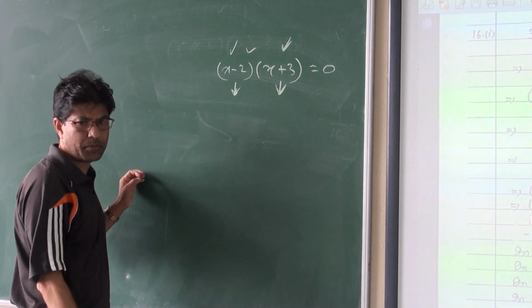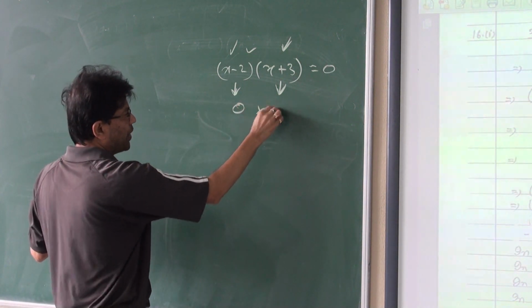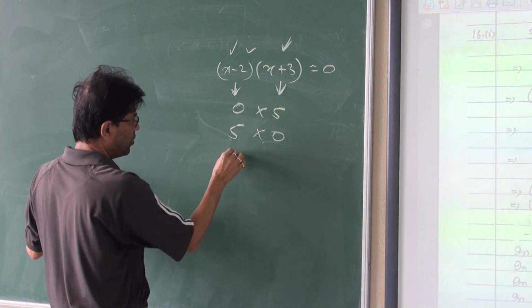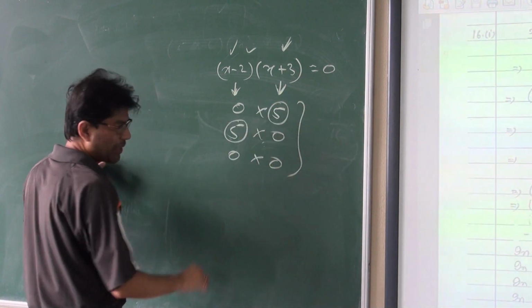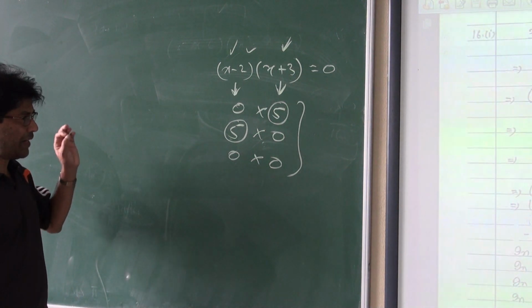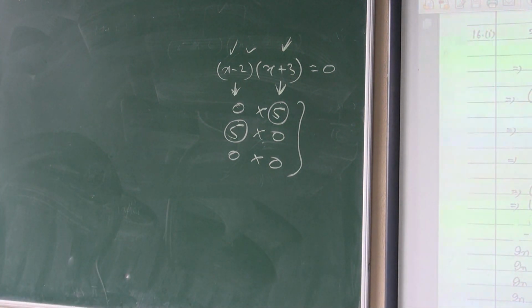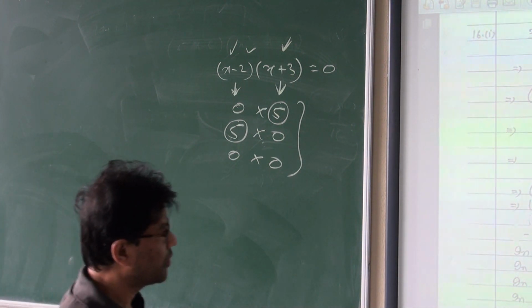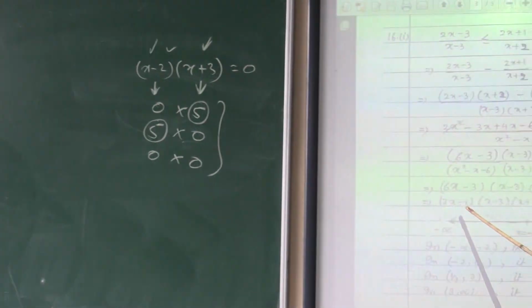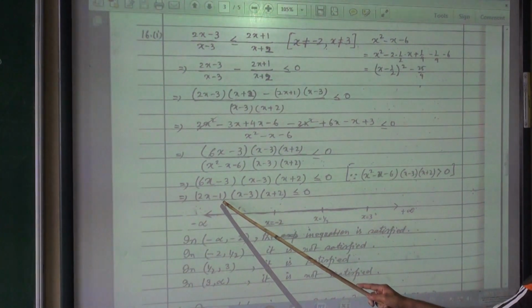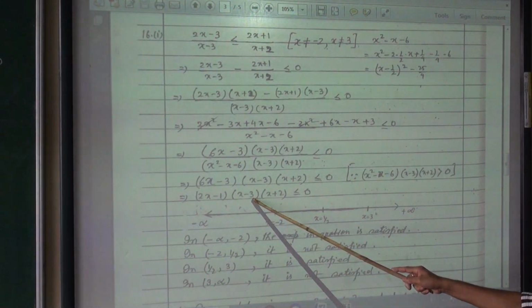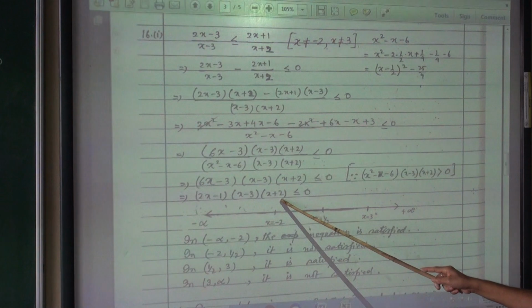0 into 0 will also give you 0. 0 into 5 or 5 into 0 or 0 into 0. These are the possibilities. Just for example, I have taken 5. So at least one of them has to be 0. So these three products less or equal to 0. So to be 0, x has to be half here, x has to be 3 here, x has to be minus 2 here.